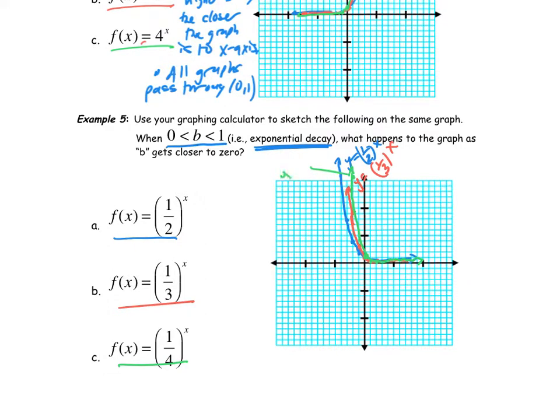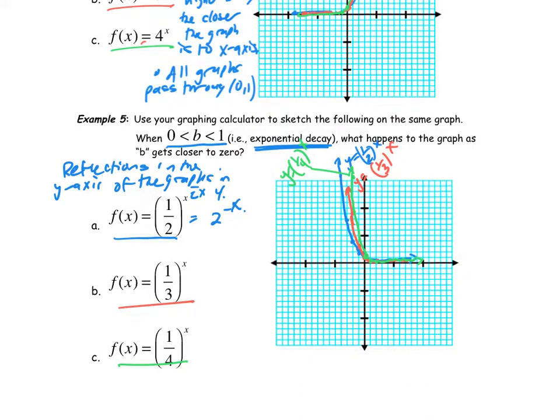So this is y equals 1/4 to the x. All right, we're going to make some general conclusions just like we did in example 4. The first thing that we're going to conclude is these graphs are the reflections in the y-axis of the graphs in example 4, right? Because 1/2 to the x is the same thing as 2 to the negative x, which means that 1/2 to the x is the reflection of the graph of 2 to the x in the y-axis. The same thing holds for the other two graphs.